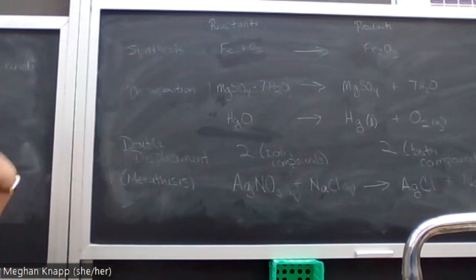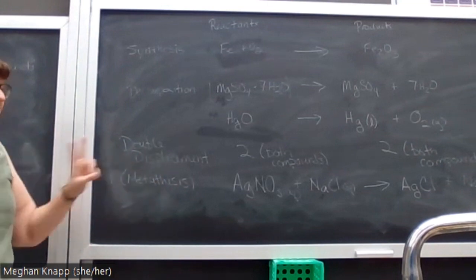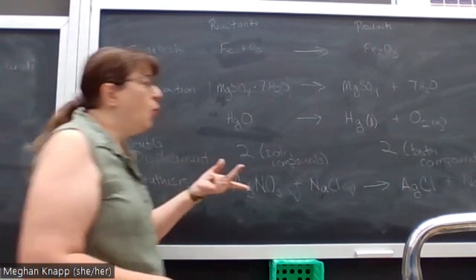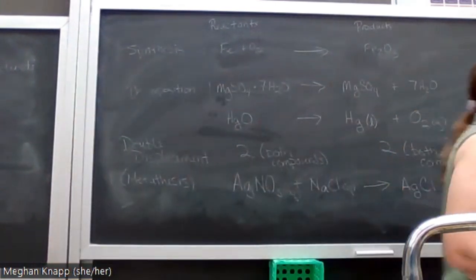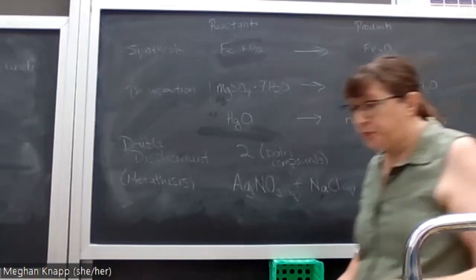What typically happens in this type of reaction is that when they switch partners, one of them is insoluble. And we'll look at solubility rules later. It turns out that silver chloride will not dissolve in water. So when those get together, they're going to form an ionic compound. But sodium nitrate is going to stay aqueous.